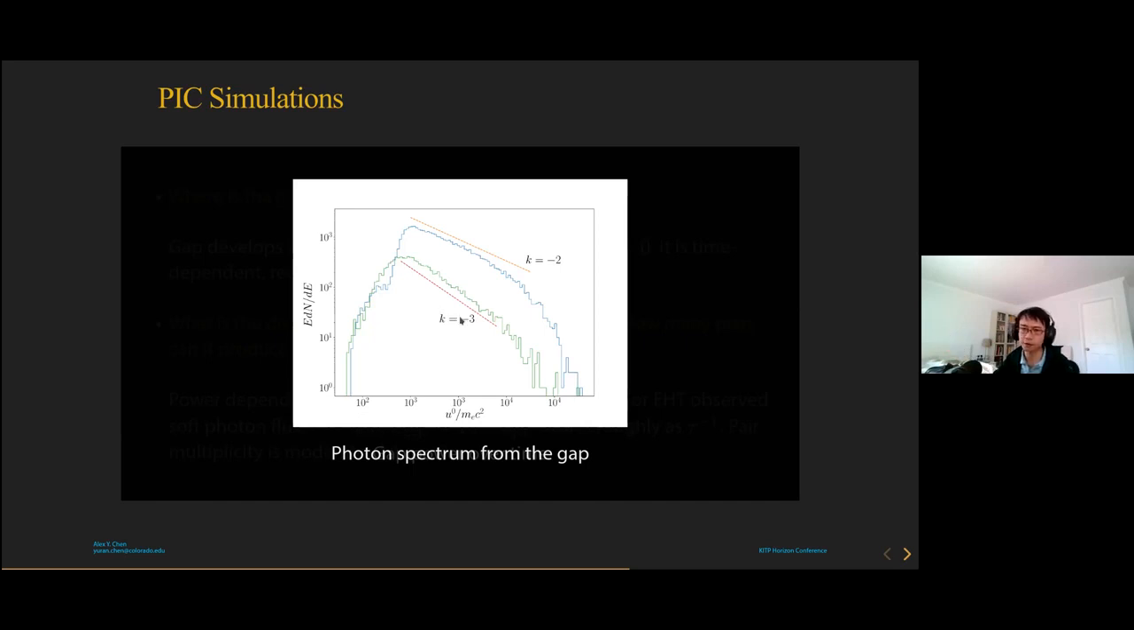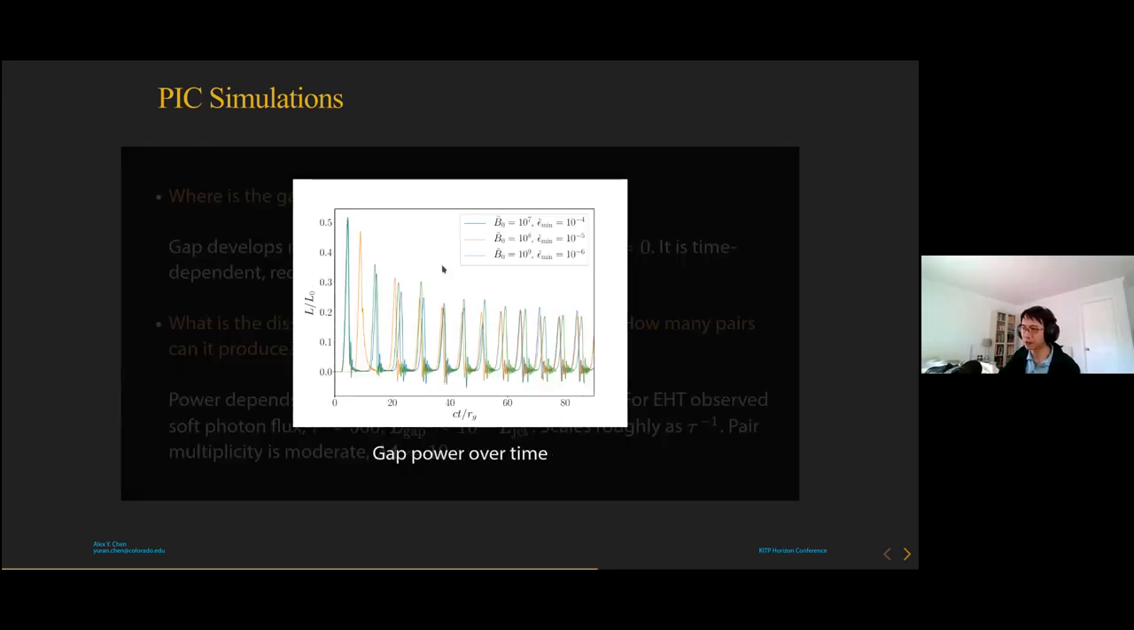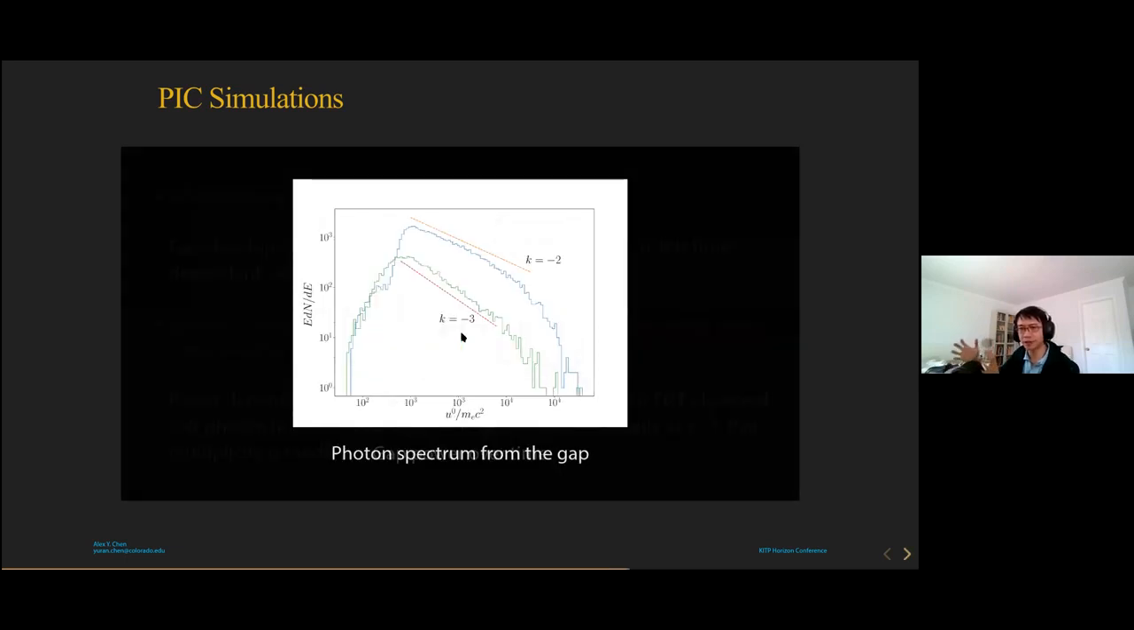But at the outer edge of the simulation, the photon spectrum is a power law. It depends on what time you measure it. There's this burst of photons during this burst of gap power, and those photons, when they come to the outer boundary, look like this. So it's a harder power law.